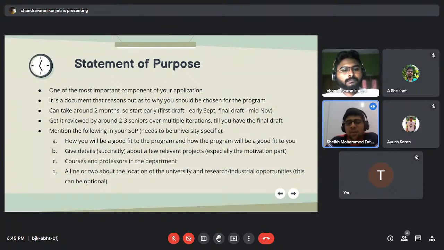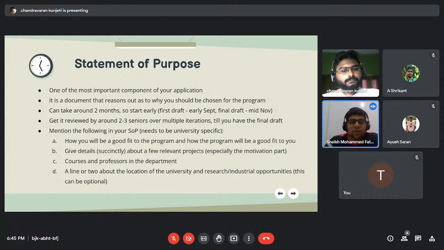Then you should give details succinctly about a few relevant projects, especially the motivation part. The technical part of the projects can be elaborated on in your resume, but when you write your SOP, you don't need to necessarily explain that. You could just give a few details about the technicalities, but it would be good to give the motivation as to why you wanted to do this project and what you learned from it, and how that helped you in your career, and how that helped you make your decision to do an MS.